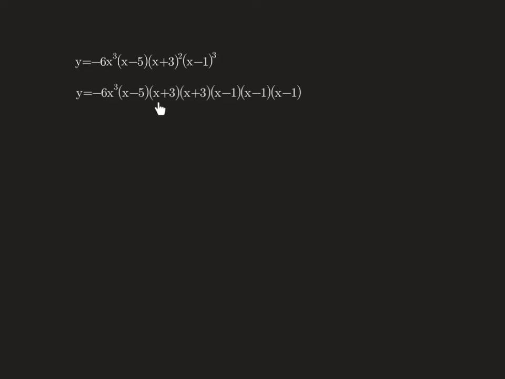I'm going to do x minus 5 times x plus 3, and at the same time I'm going to do x plus 3 times x minus 1, and at the same time I'm going to do x minus 1 times x minus 1, because multiplying a binomial by a binomial is quite easy. So we end up with negative 6x cubed, and then that's times x squared minus 2x minus 15, that's x minus 5 times x plus 3. Then that's times x squared plus 2x minus 3, that's these two combined. And that's times x squared minus 2x plus 1, that's these two combined.